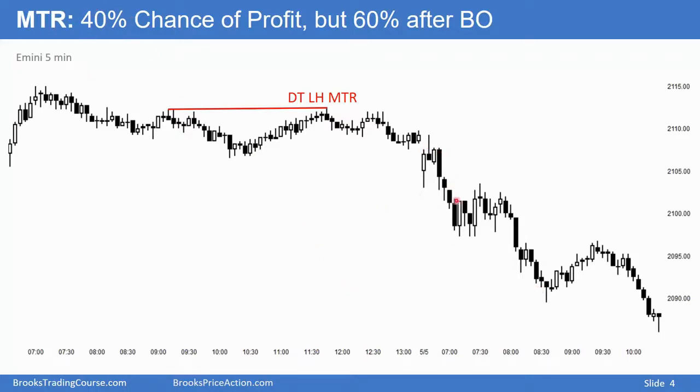After the breakout, you sell this close, for example, you sell below here, your stop is up here or here. The risk is greater. However, the probability of making money is higher, and that high probability more than offsets the risk.